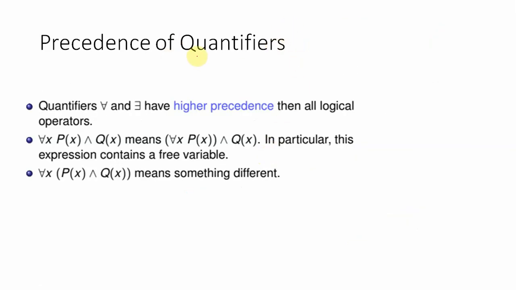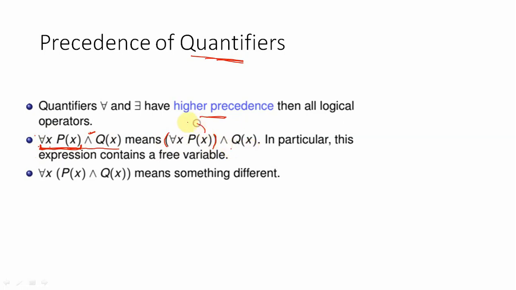Now, the quantifiers have higher precedence than all logical operators. This is a very important point. Say I specify a statement like this: for all x, p(x) and q(x). As the quantifier has a higher precedence than the logical operator, which in this case is the conjunction, this essentially means that the quantifier is being applied only on p(x). So this actually is (for all x, p(x)) and q(x).